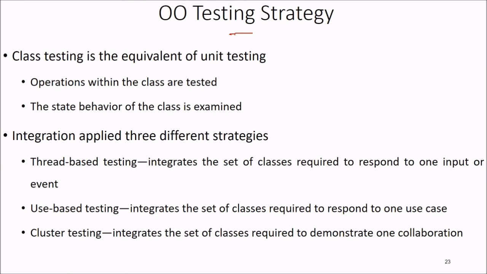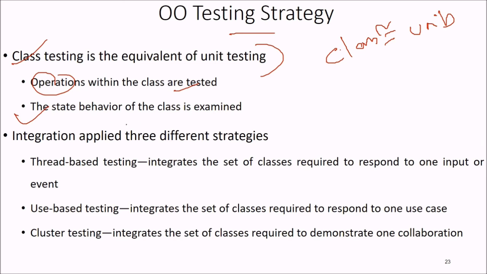In the object-oriented testing strategy, class testing is the equivalent of unit testing. So please understand, in object-oriented testing, class testing is equivalent to your unit testing. Operations within the class are tested, the state behavior of the class is examined, and then the integration is applied in 3 different strategies. The integration can be thread-based, use-based, and cluster testing.